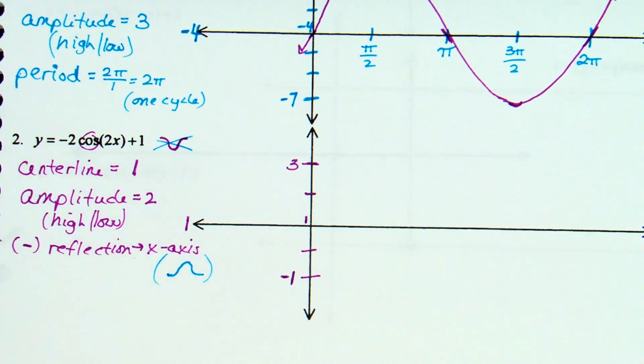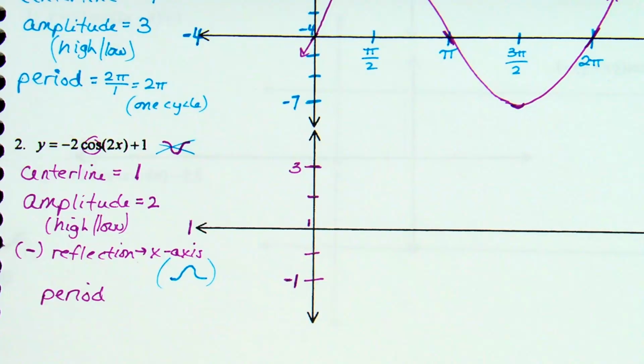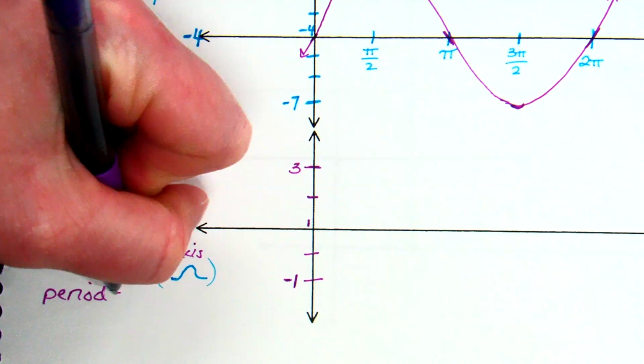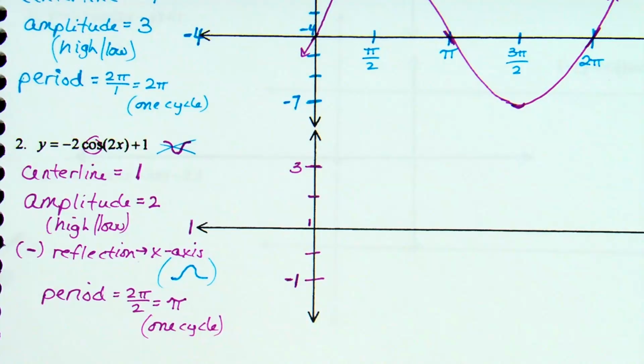Let's see. Period. What do I have in the way of a period? It's 2 pi divided by b. Do I have a b this time? I do. My coefficient of x is 2. So 2 pi divided by 2 is what? Pi. So pi is 1 cycle. So my cosine graph that normally goes from 0 to 2 pi is now going 0 to 1 pi. So I'm shrinking it. Okay?